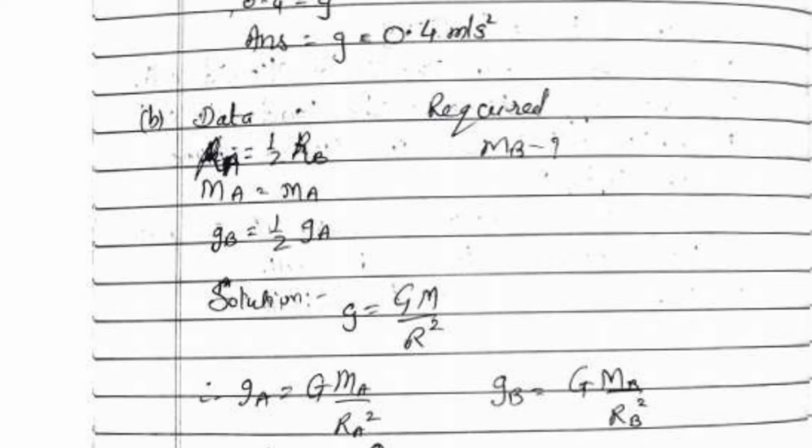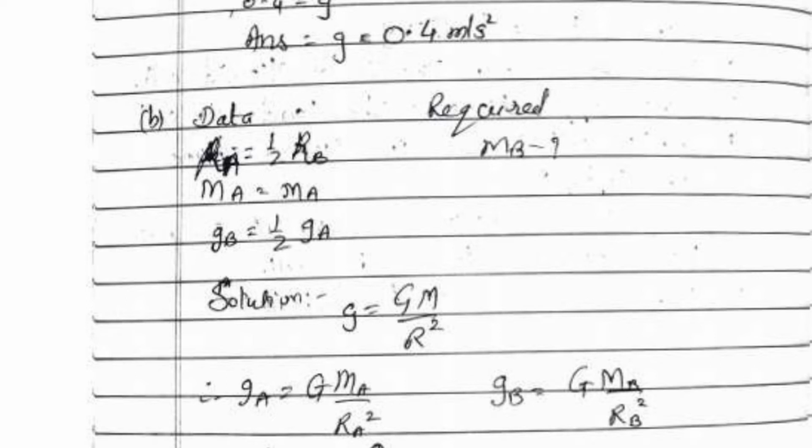Correct? Now if the mass of A is MA, okay, so MA is MA, and we have to find out what must be the mass of planet B, so that the value of g on B, that is gB, is half that of the value of A. So half of gA. So I hope the question is clear. Once the question is clear, then we can move towards the solution.